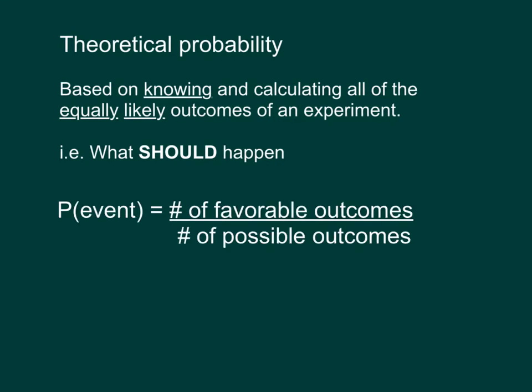The way we compute the theoretical probability is that we take the number of favorable outcomes and divide it by the number of possible outcomes. Or we can simply say we're forming a ratio of the number of favorable outcomes to the number of possible outcomes.